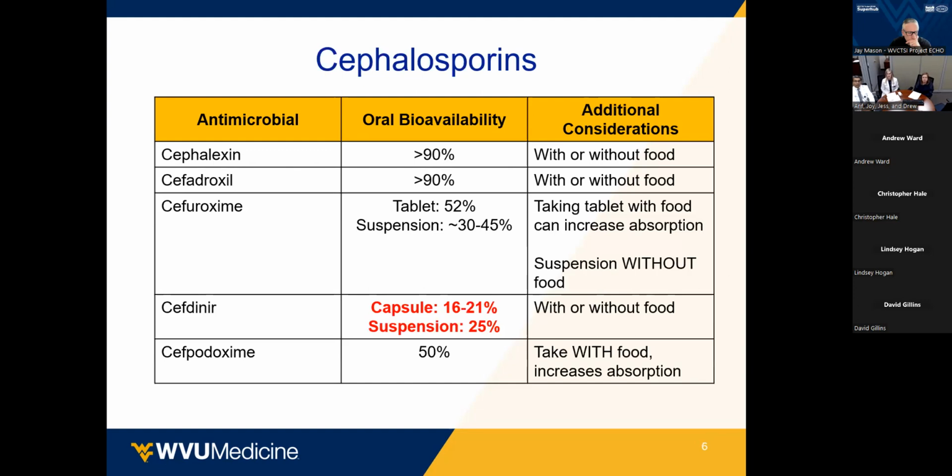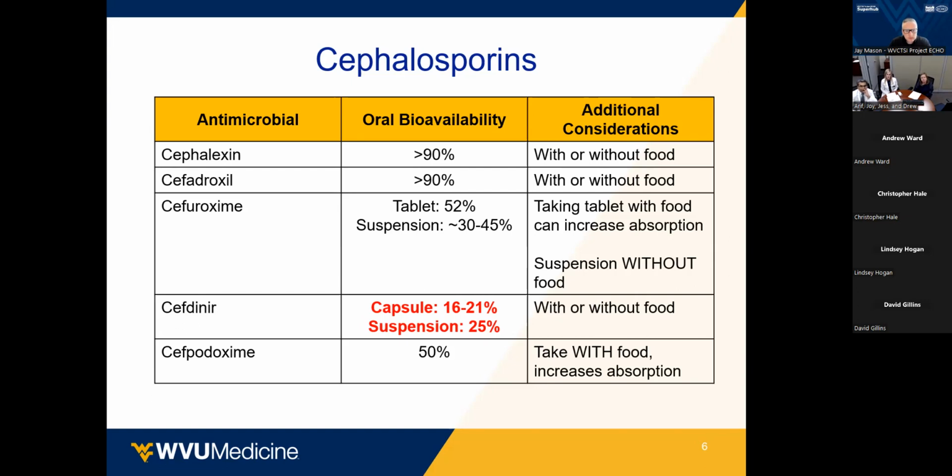The next group is our cephalosporins. I picked out a handful of cephalosporins that come up for us routinely in day-to-day practice. As you can see, our two first generation options, cephalexin and cefadroxil, have excellent oral bioavailability, upwards of over 90%, and can be administered without regard to dietary intake. Compare that to these other agents.